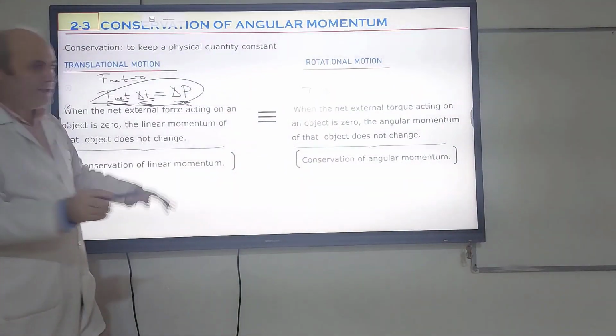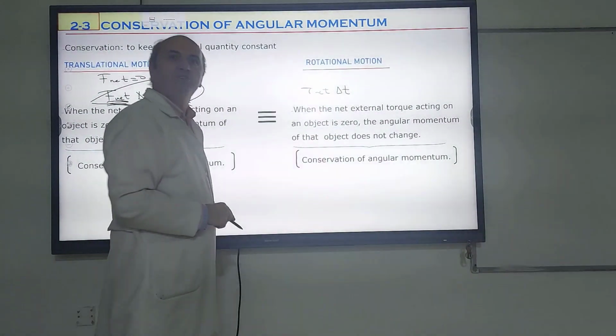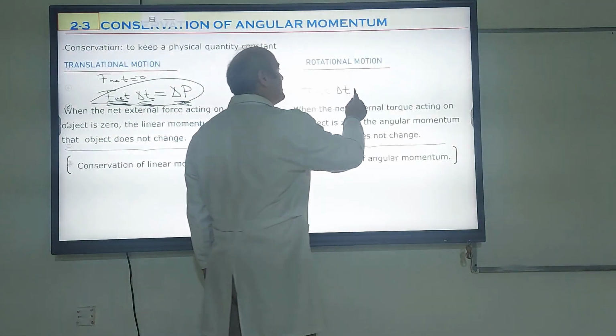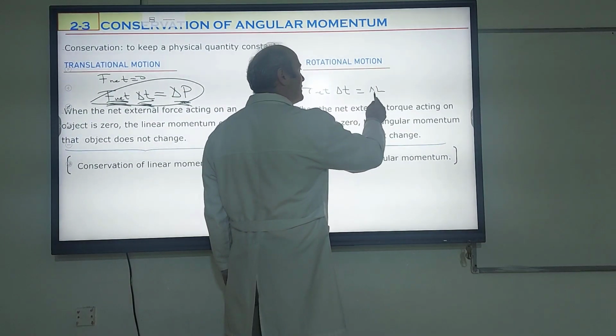Delta T, same delta T. If some net torque acts on an object for some time, the object's angular momentum will change. That is, there will be a change in angular momentum. Angular momentum is L, delta is change.